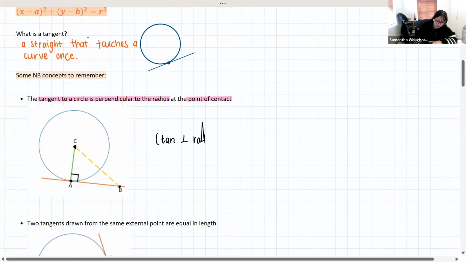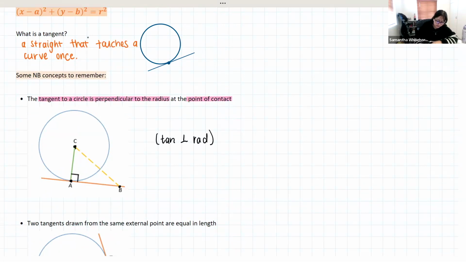And you can see this in the diagram. Your tangent is AB, the orange line. Your radius is AC, the green line. At that point of contact, A, it forms a 90-degree angle. They are perpendicular to each other.